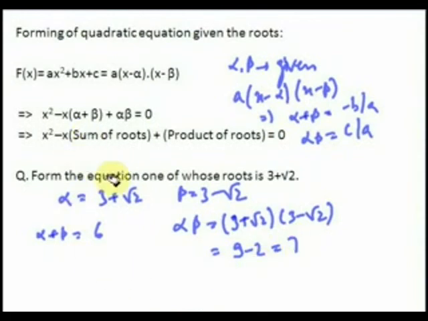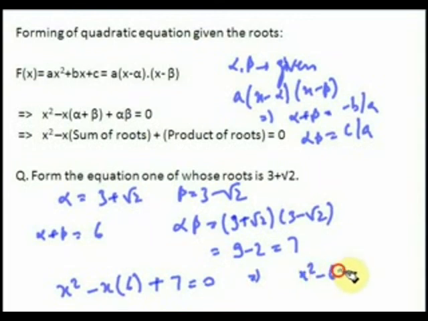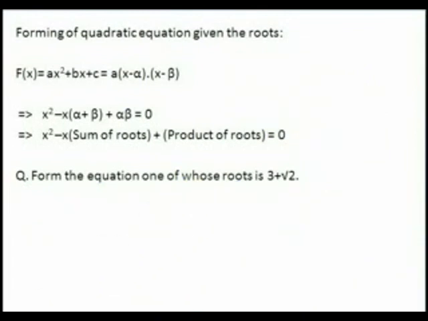The quadratic equation will be x square minus x times the sum of roots, that is 6, plus the product of roots, that is 7, is equal to 0. X square minus 6x plus 7 is equal to 0 is the equation whose roots are 3 plus root 2 and 3 minus root 2.